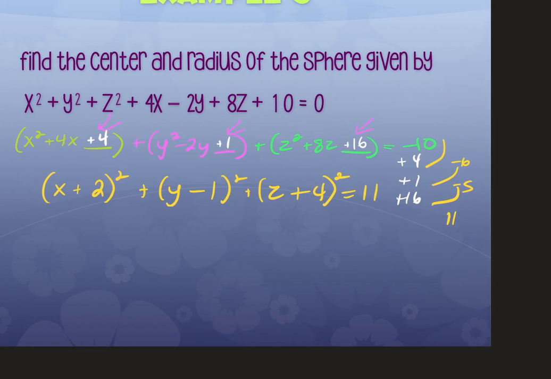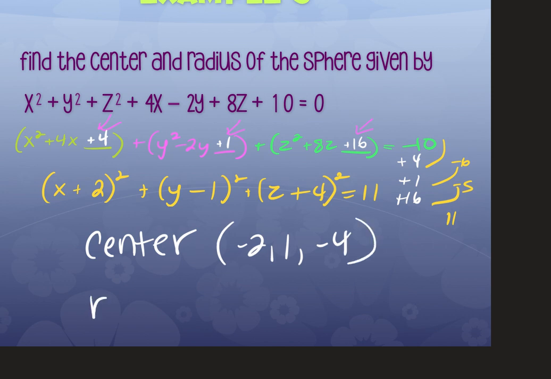What's the question asking for? Center and radius. What's the center? -2, 1, -4. Good. What's the radius? Square root of 11. Easy, light work.